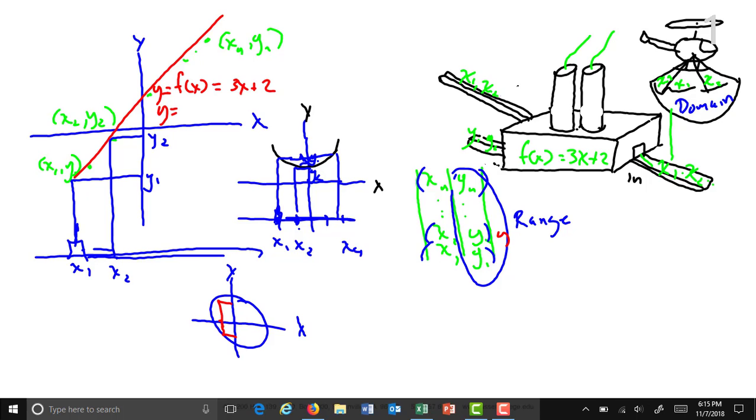So, is this a function, for example? That's not a very good curve, but how about this? A parabola on its side. Run the laser test. Suppose you put the laser here. Well, you can shoot it two ways. Boom, boom, boom, boom. Nope. For any one x, you get two y's. It's not a function. It's a relation. However, if I only take half of this, then that is a function.